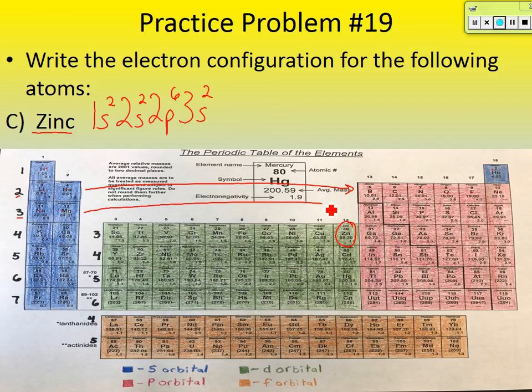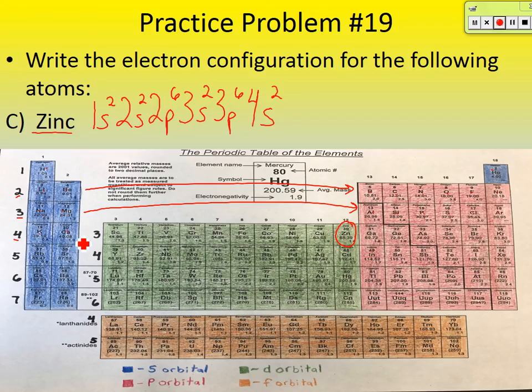Let's go across, left to right, just like a book. We're still in the third energy level, this time p orbital, and we've got 1, 2, 3, 4, 5, 6 electrons that can fit there. We're done with the third row. Let's go to the fourth. Fourth energy level, s orbital, and 2 electrons can fit there.